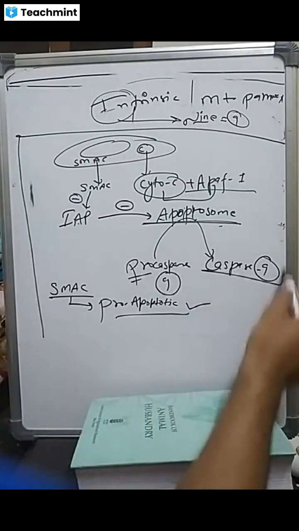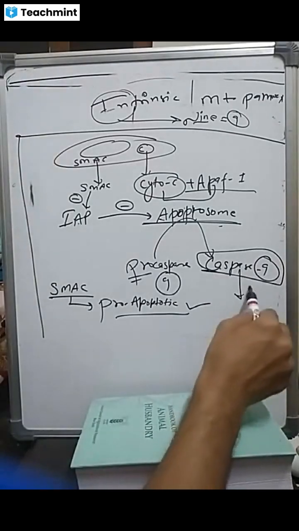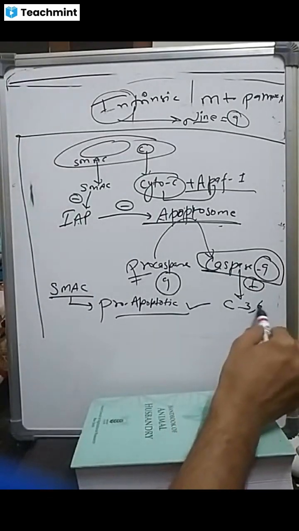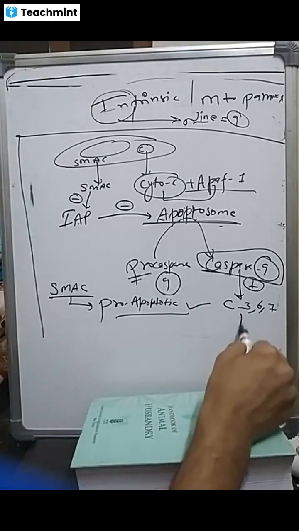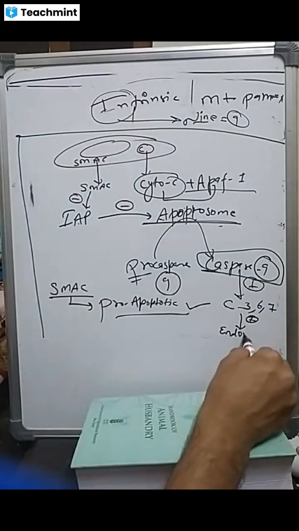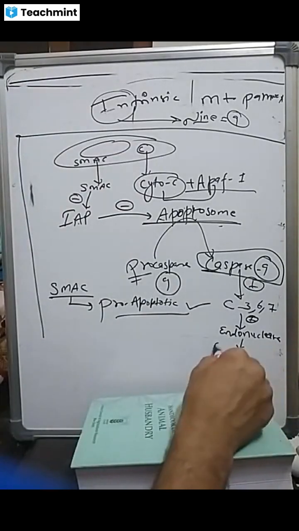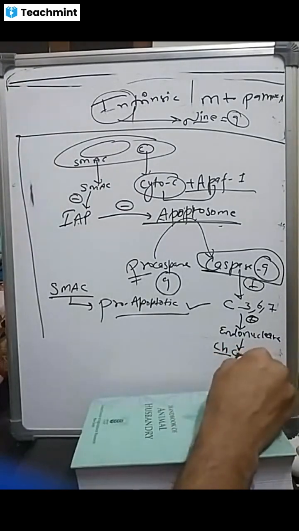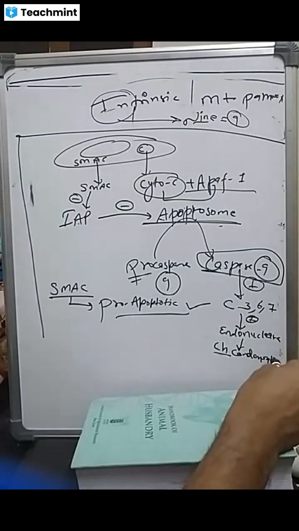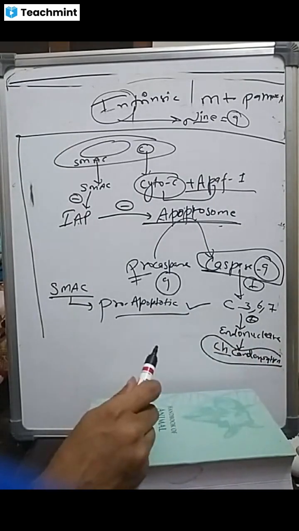So caspase 9 is the initiator caspase. This will activate caspase 3, 6, and 7, and that will activate endonuclease. That will lead to chromatin condensation, the most characteristic feature of apoptosis.